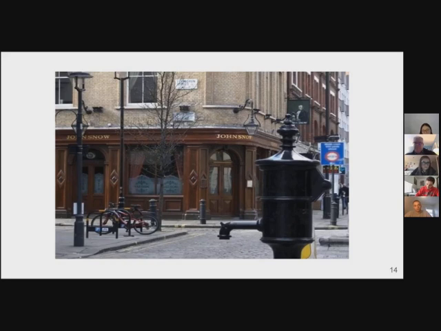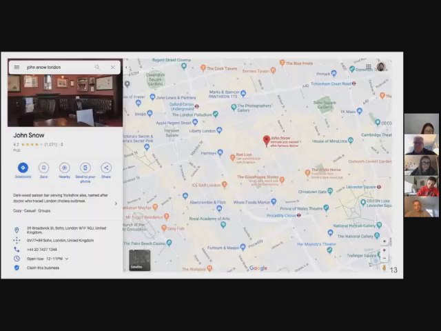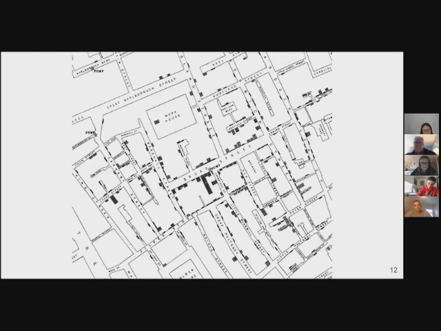The issue here, as you can see, is that from this data, we really can only see that there are a lot more death counts around this particular pump. But we don't know if it's indeed the pump causing the deaths, right?